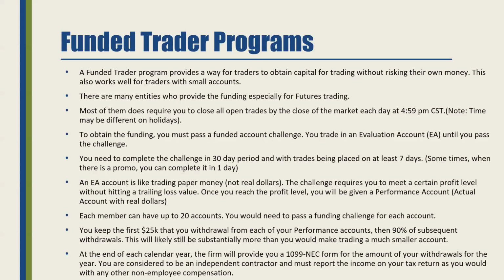Once you get a performance account, if it hits the stop loss, not a normal loss, but for example, if it goes $3,000 down, then you have to do the evaluation again to get a new performance account.